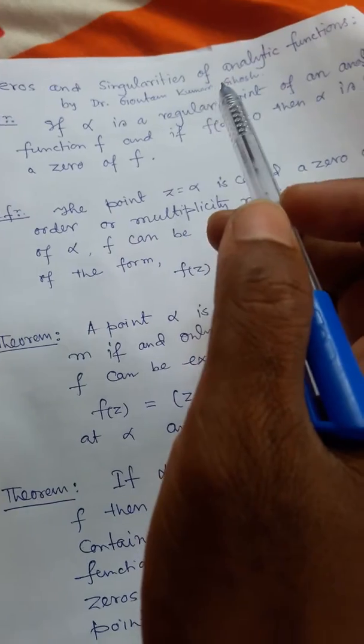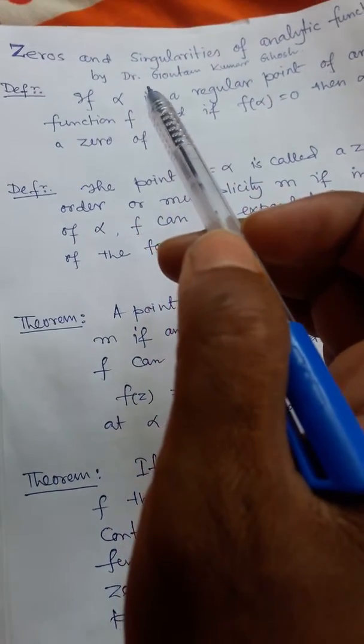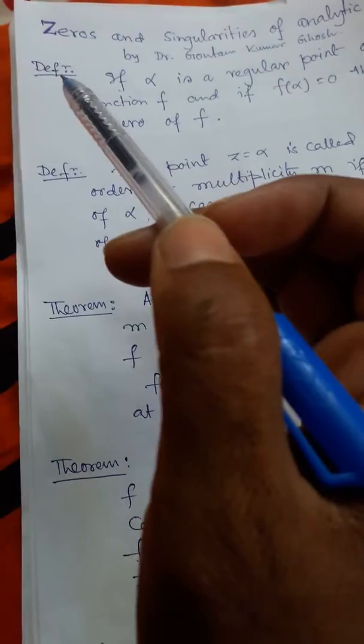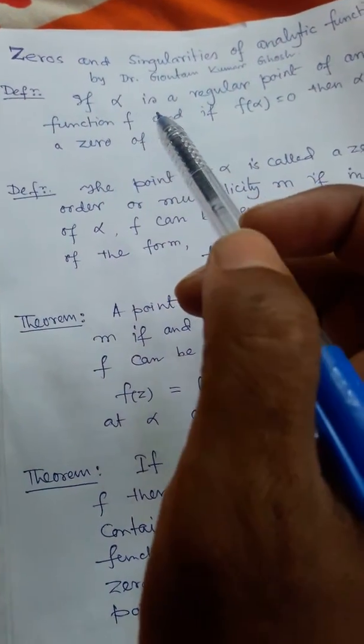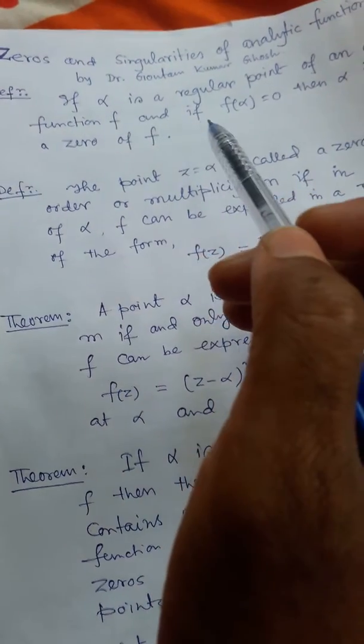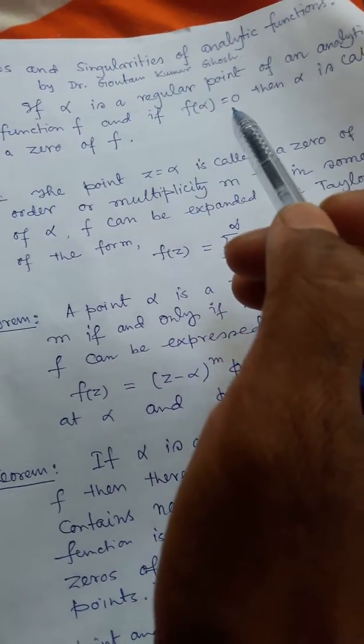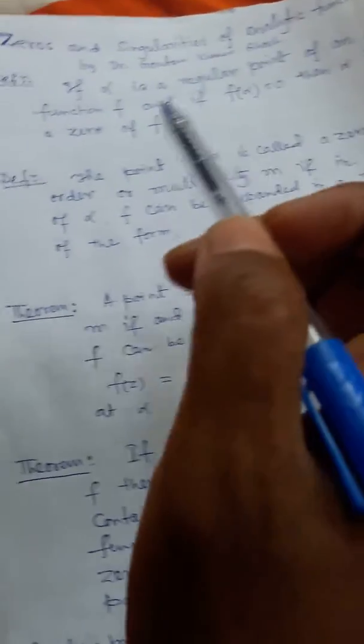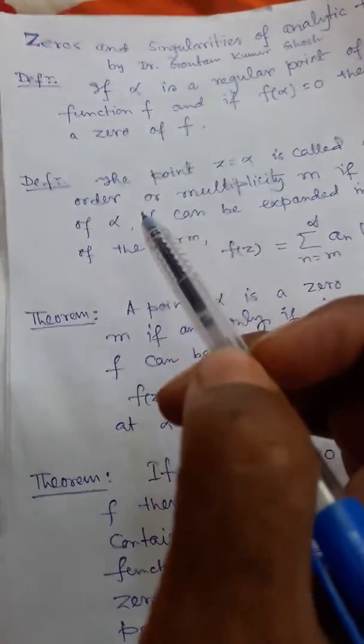Zeros and Singularities of Analytic Functions by Dr. Goutam Kumar Ghosh. Definition: if alpha is a regular point of an analytic function f, and f(alpha) equals 0, then alpha is called a zero of f.